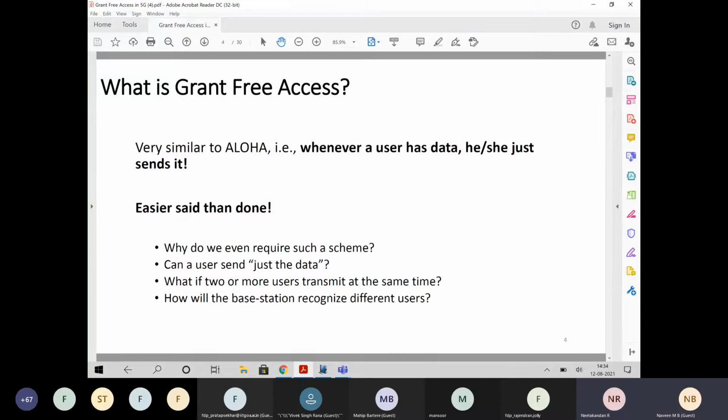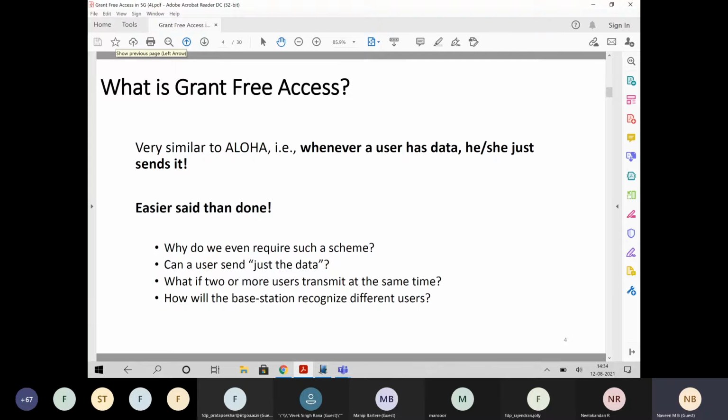Sure, sure. So until now, what we discussed was grant based access. That is, the base station tells where the UE has to transmit. Then what is grant free access? Obviously, the base station does not tell. Previously, only the preamble was not told where to be sent. That is there in the standard where they have to send, so everyone sends at the same place. Now, data also they will send at the same place. That is the meaning of grant free access.